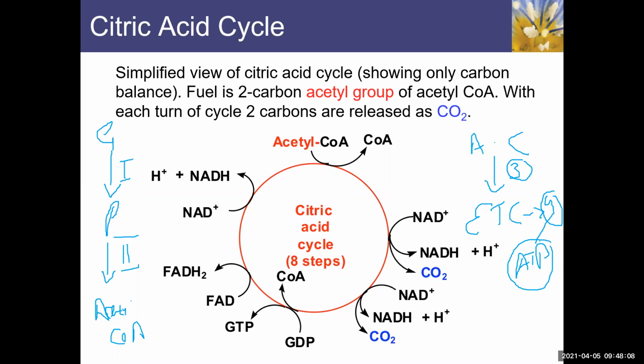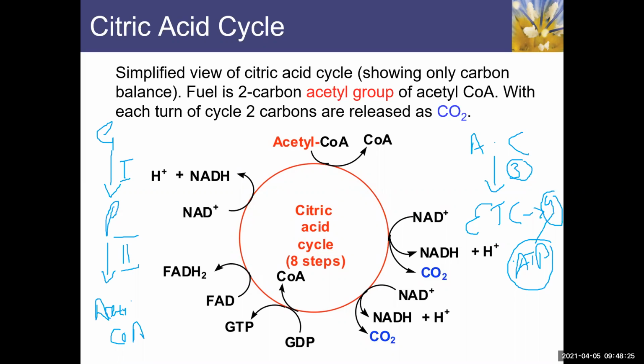So where are ATPs produced? Some ATPs are produced in the Krebs cycle as well. But most of the ATPs are produced in the electron transport chain at the end, which is in stage four. Did you all understand the overview?